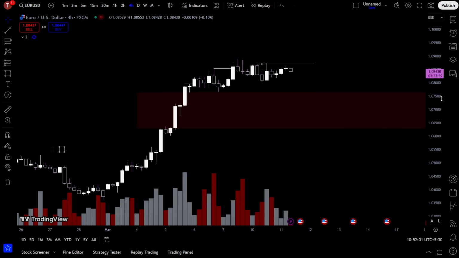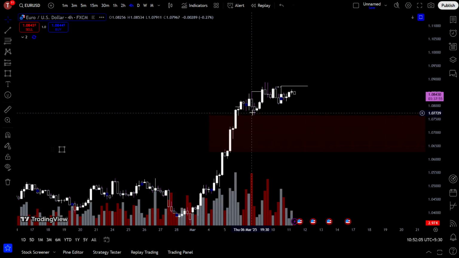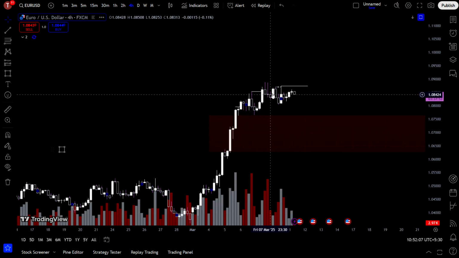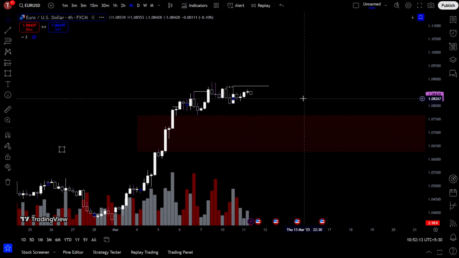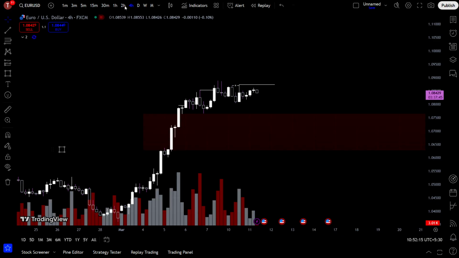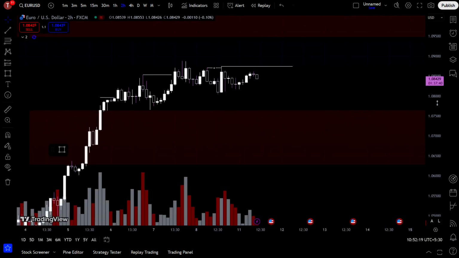As we move into the 4 hours, we can see that everything is mitigated over here, and the price had not made any kind of FVG in this move. So let's move to the 2 hours since it seems to be a weak move in overall structure.